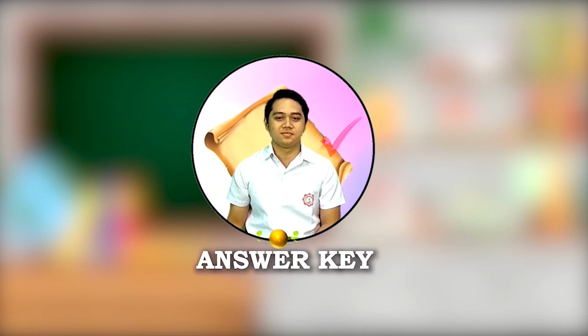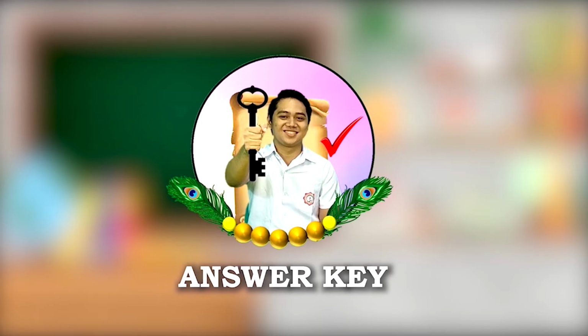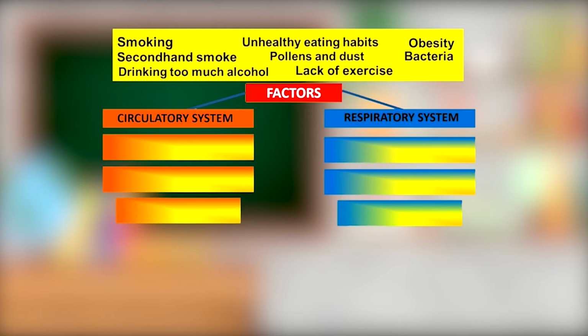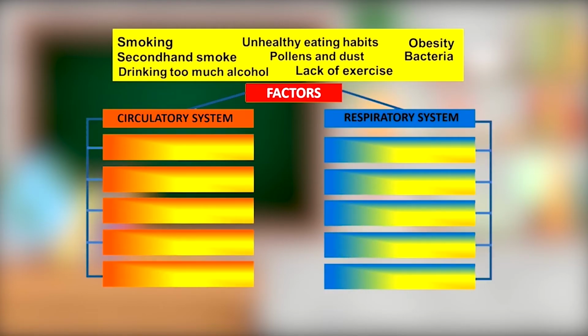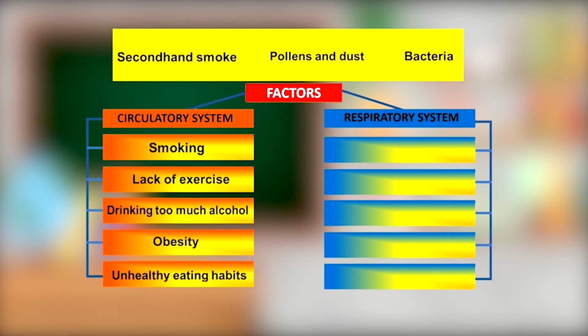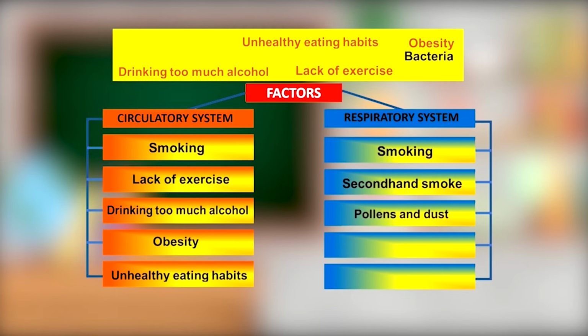Check your answers on the screen. With the activity on Fill Me Up, the answers are: factors affecting the circulatory system include smoking, lack of exercise, excessive drinking of alcohol, obesity, unhealthy eating habit. On the other hand, the factors that may influence the respiratory system's diseases may include smoking, secondhand smoke, pollen and dust, bacteria, and lack of exercise.